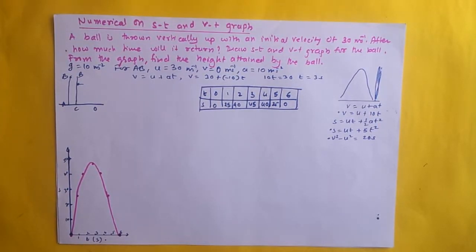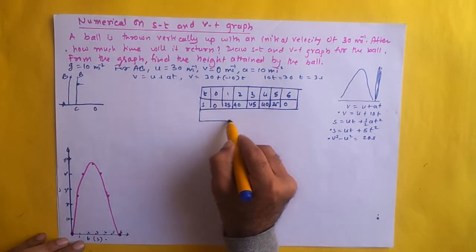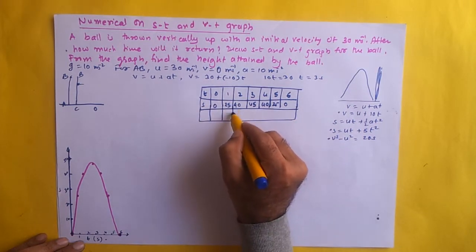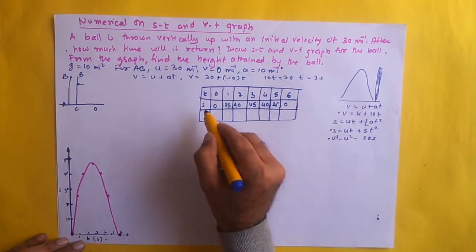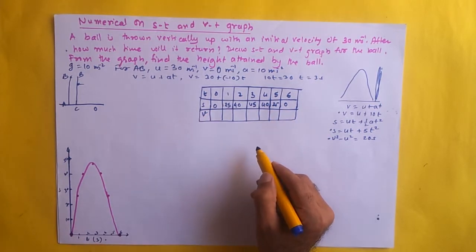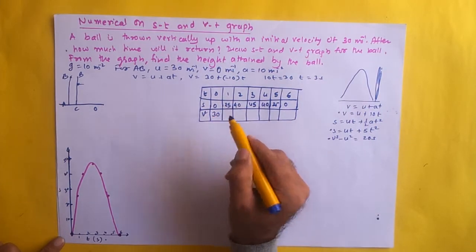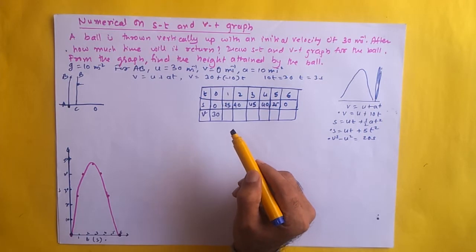Having drawn the displacement time graph, now let's try to plot the VT graph. The way we did it in case of displacement, we'll do a similar thing over here. We'll try to find out velocity at different points in time and then plot the velocity time graph. So this is velocity v. The initial velocity is known, 30 meters per second. So when the ball started from point O going up, the initial velocity was 30 meters per second.